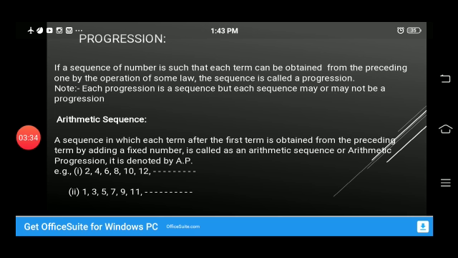Arithmetic sequence. A sequence in which each term after the first term is obtained from the preceding term by adding a fixed number is called an arithmetic sequence or an arithmetic progression, and it is denoted by AP. We can look at this example: 2 plus 2 is 4, 4 plus 2 is 6, 6 plus 2 is 8, 8 plus 2 is 10, 10 plus 2 is 12. In the second example, 1 plus 2 is 3, 3 plus 2 is 5, 5 plus 2 is 7, 7 plus 2 is 9, and 9 plus 2 is 11.